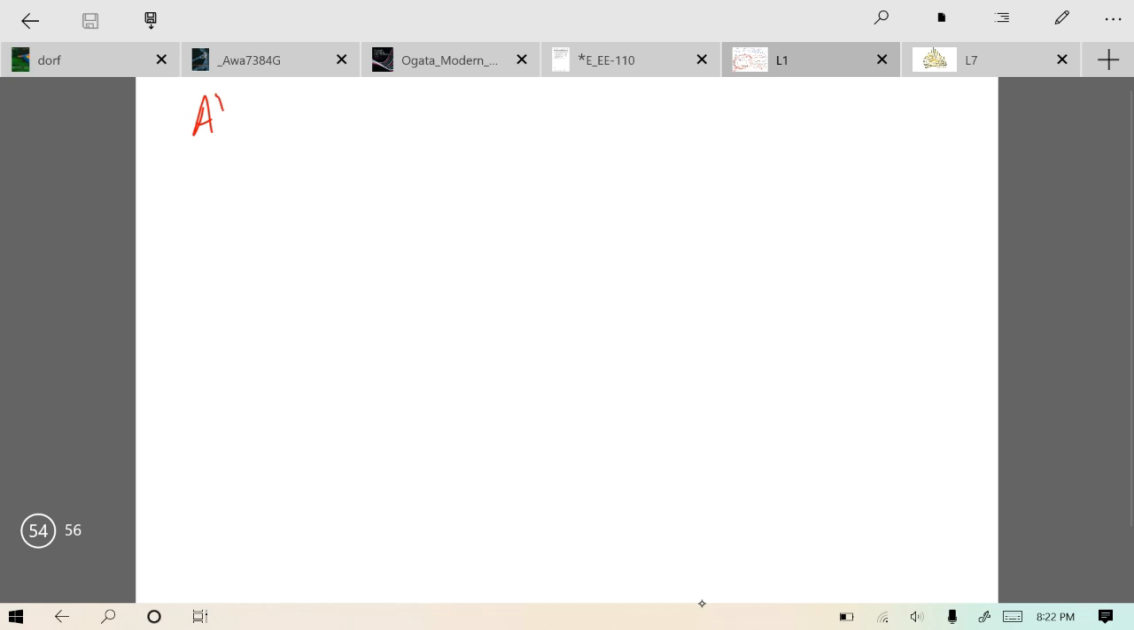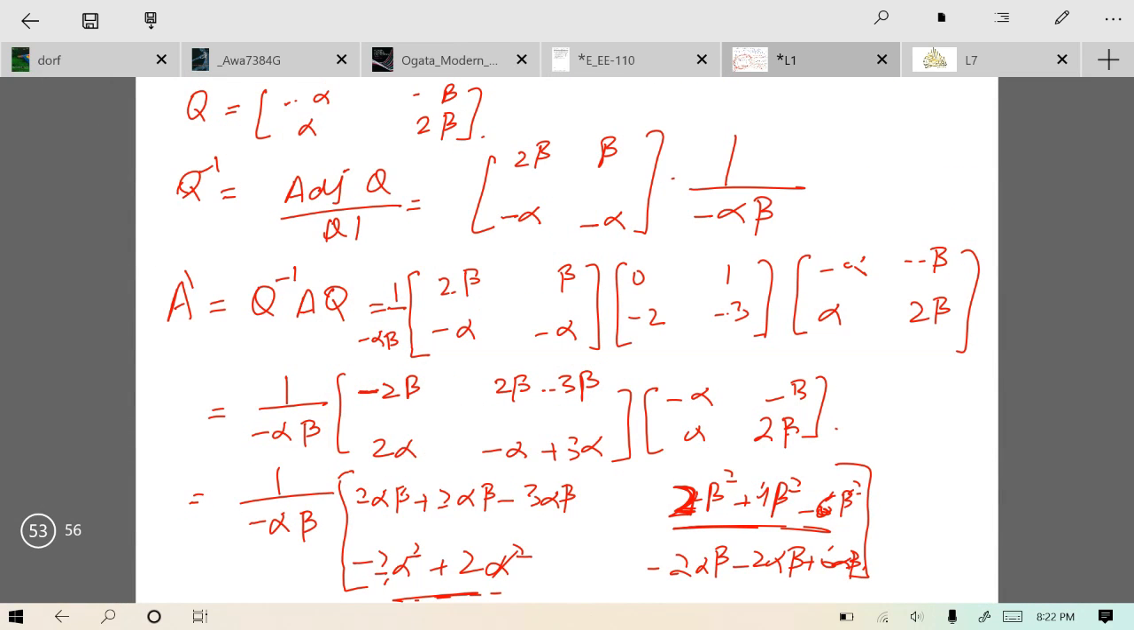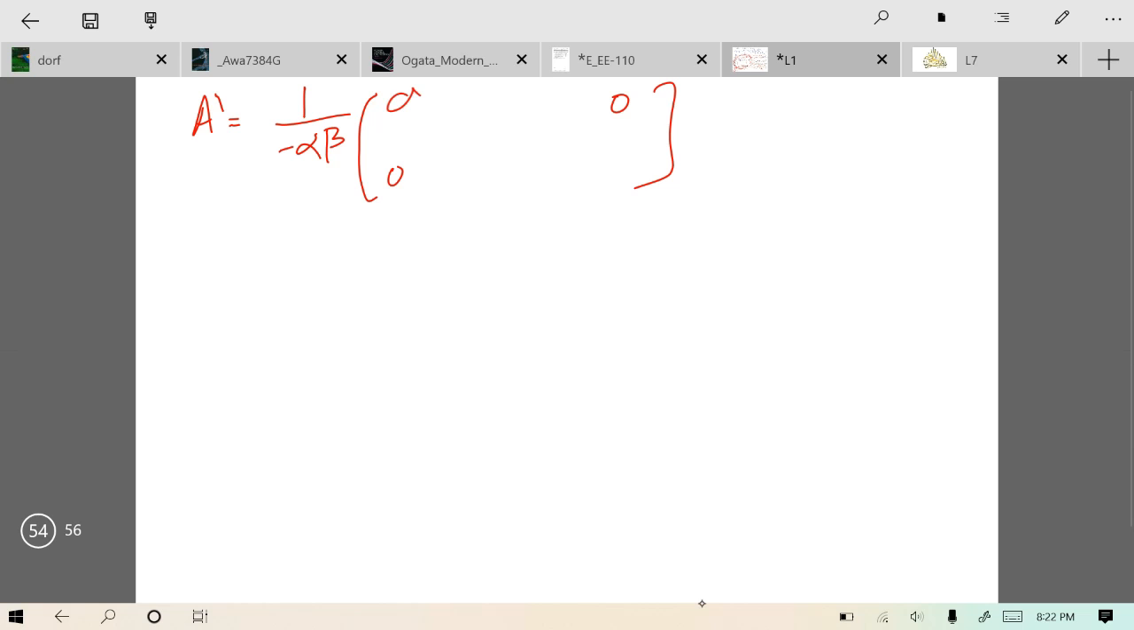So I have A prime is equal to 1 over minus alpha beta into 0, 0, and here I have alpha beta, and here I have 2 alpha beta. So by dividing the inner terms with minus alpha beta, I have minus 1, 0, 0, minus 2 as A prime.